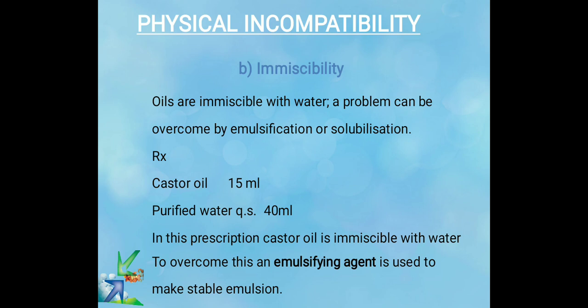And this problem can be overcome by use of an emulsifying agent by the process of emulsification, or use of a solubilizing agent by the process of solubilization. For example, castor oil, when it is added to purified water, and if we have been asked to prepare an emulsion, in this case the castor oil is immiscible with water, and so as to overcome this, an emulsifying agent like gum acacia or gum tragacanth is used to make a stable emulsion.